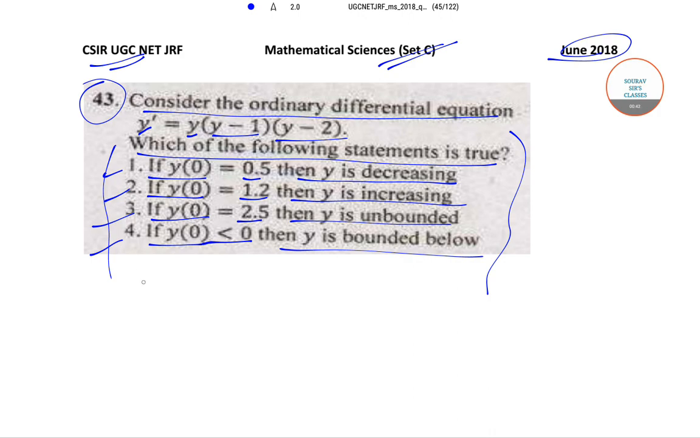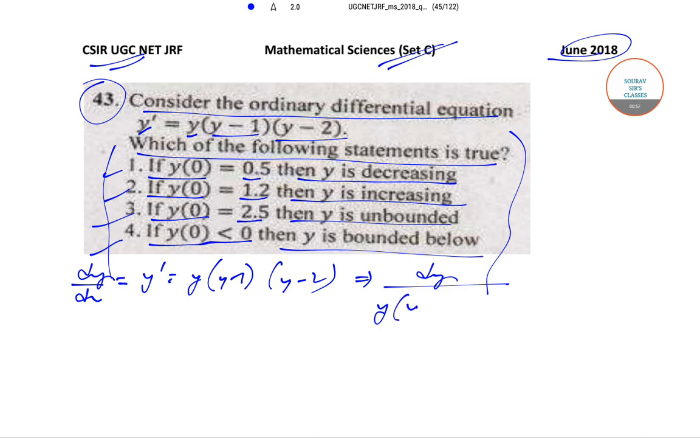So now, y dash is equal to y into y minus 1 into y minus 2. Now this y dash we can write down as dy by dx. So if we take all the y's on one side, dy by y into y minus 1 into y minus 2 is equal to dx. Let us break this down.